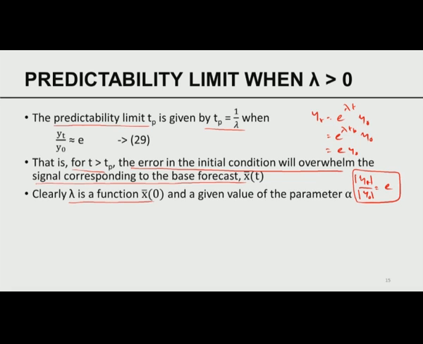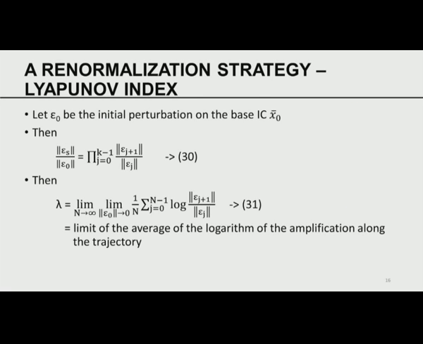Clearly lambda is a function of x naught and the given value of the parameter. Lambda varies as a function of the initial condition, and also the parameters. Now I am going to talk about how to compute lambda for real systems. So we have seen the importance of the Lyapunov index. Now I am going to talk about a renormalization strategy by which one can implement an algorithm on any model to be able to compute the Lyapunov index. Once a quantity is of great interest, we need to be able to compute it. So let us look at an algorithm now.